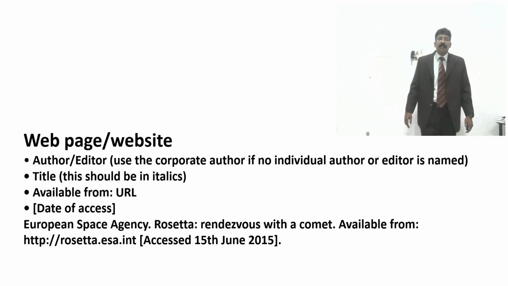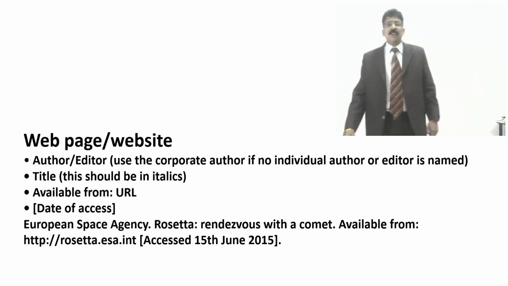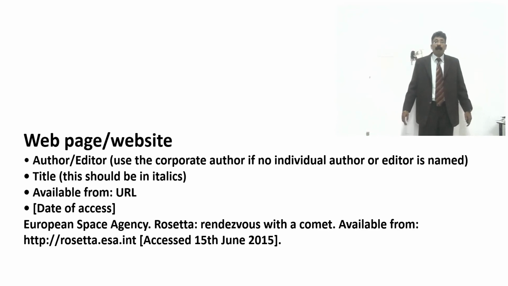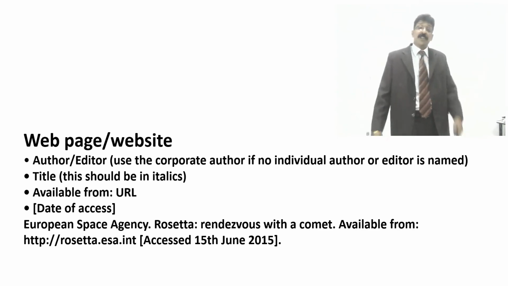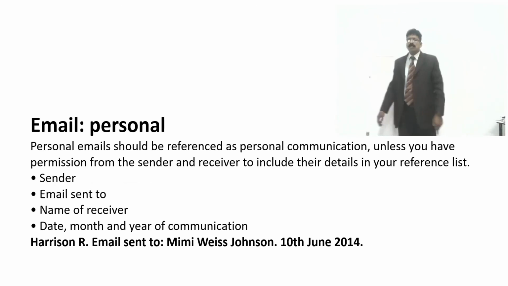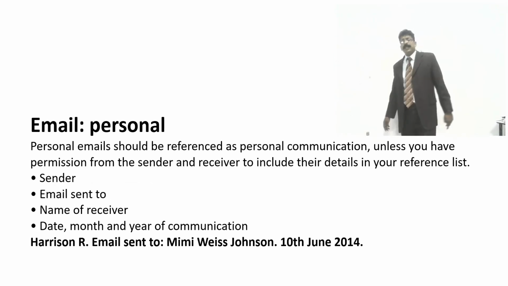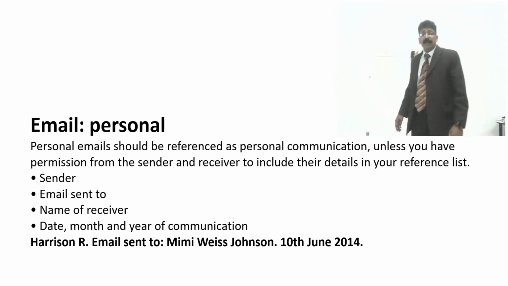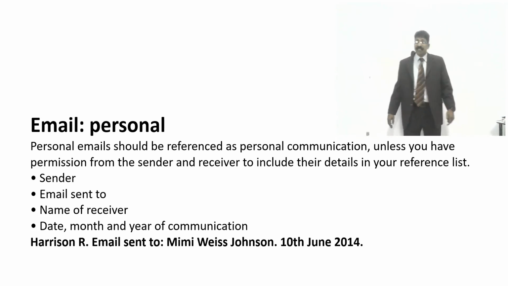For a website or web page, you have to write the author of the website, editor, and also corporate authors. If it is an individual, you cannot write simply www.google; you have to write the title and the available URL, and the date of access, as I have mentioned here. If we are getting something from a personal email, that can also be mentioned. Sometimes you have an official email from a library, or from a scholar who has written to you. The sender, the receiver, the date and the year of communication can also be mentioned as a reference or in a bibliography.